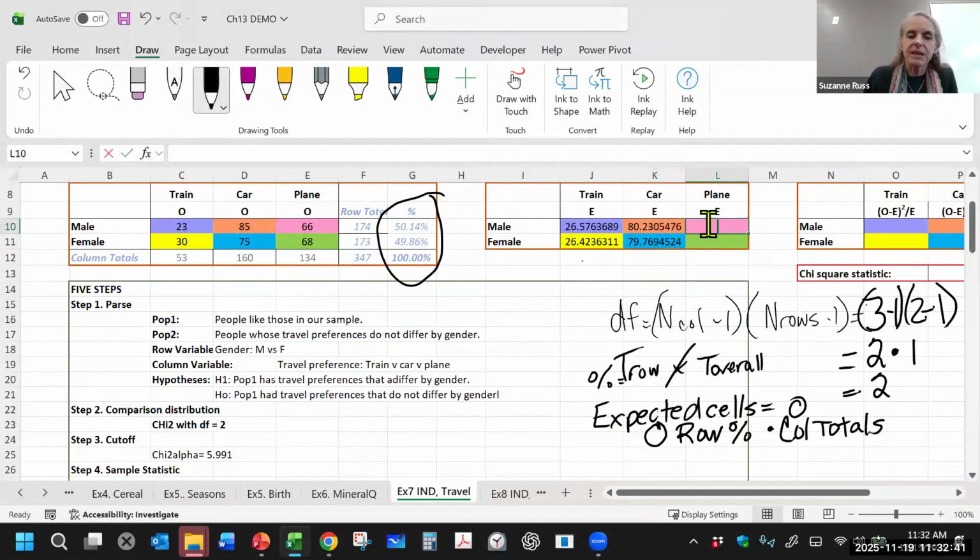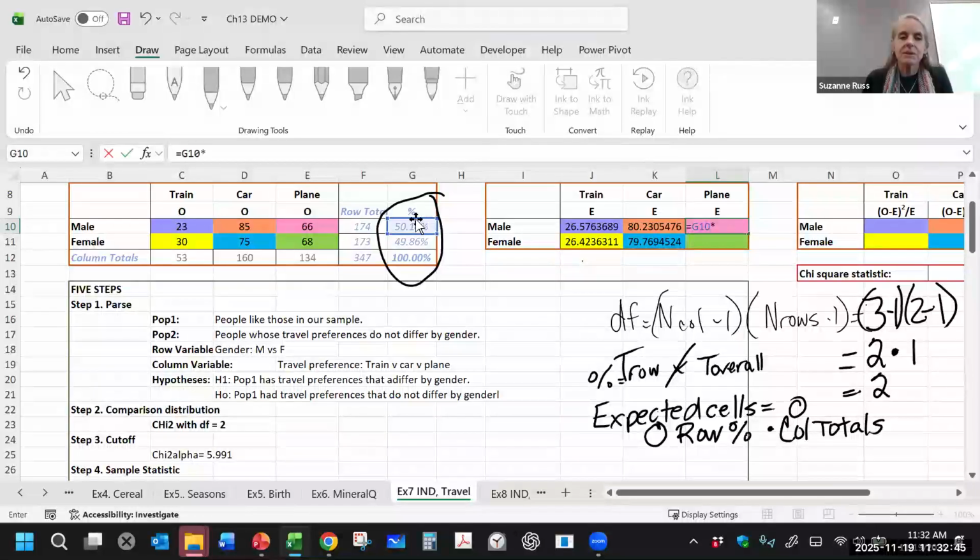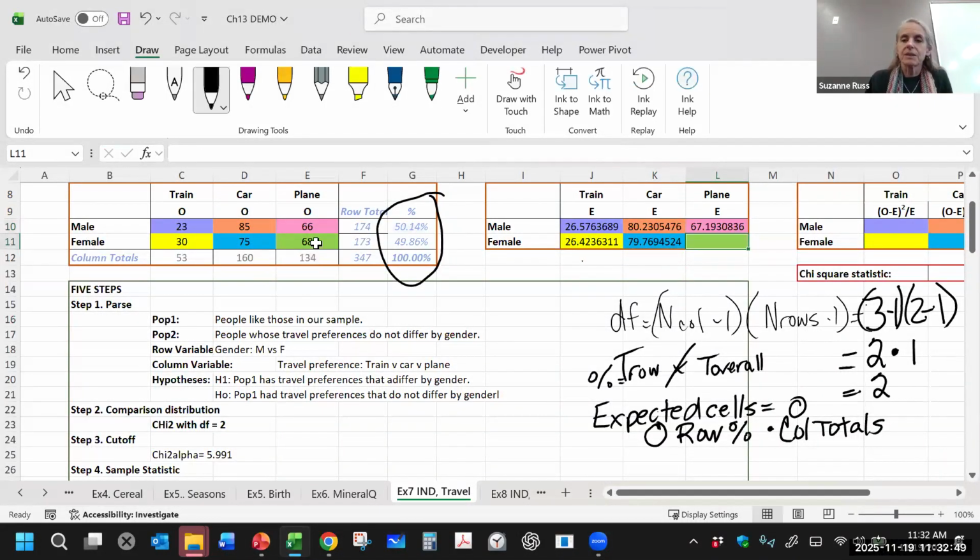And what percents would we have for plane? We would expect 50% of our individuals, of our 134 people, to prefer plane. And 67 is what we would expect. And we would expect 49.86% of these 134 to prefer plane. And that would be 67 people. So this is what we would expect.